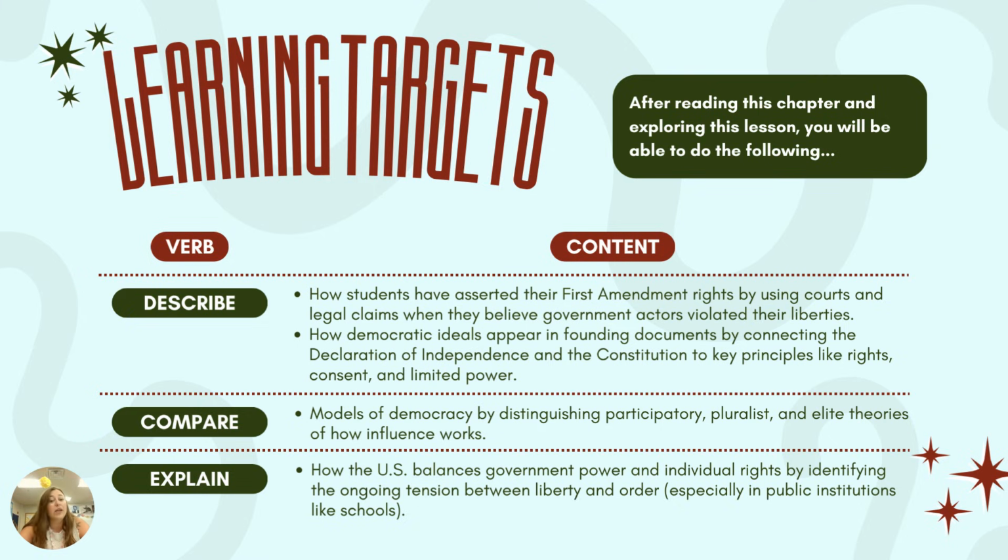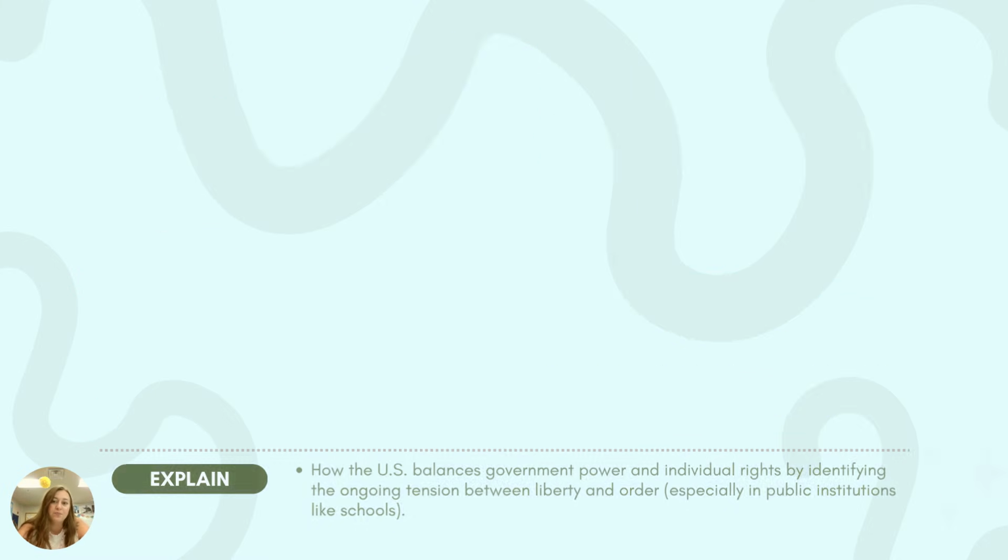And then finally, we'll look at different models of democracy, and how they're implemented and where they're implemented in our system. And finally, sort of an overview of how the US government balances order and freedom, right? Or liberty. And look at that tension and how that tension impacts politics.